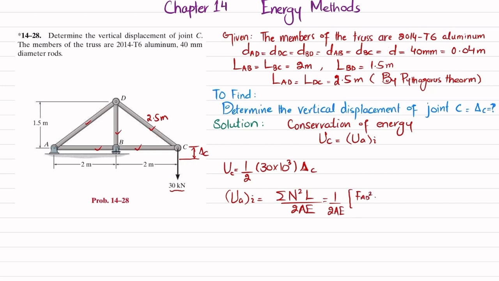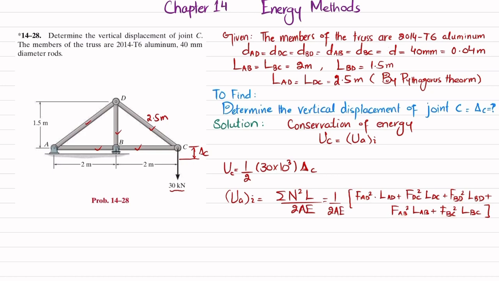So I will write F_AD squared into length L_AD plus F_DC squared into L_DC plus F_BD squared into L_BD plus F_AB squared into L_AB plus F_BC squared into L_BC. So what we are going to do is find these forces F_AD, F_CD, F_BD, F_AB and F_BC by using the method of joints.